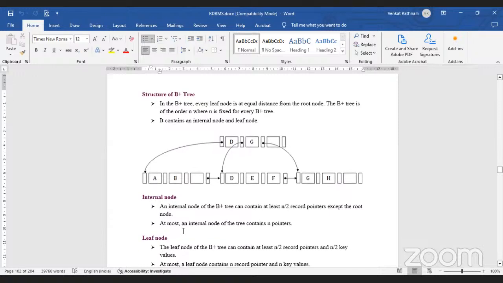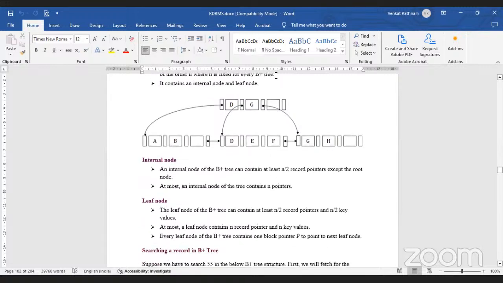At most, an internal node of the tree contains n pointers. See, this is the root node. N pointers means it may be 2, 3, 4, 5, 6, 7, 8, based upon your requirement. Next one is the leaf node. The leaf node of the B plus tree can contain at least n by 2 record pointers and n by 2 key values. So if there are n values, 10 for example, then n by 2 means 10 by 2, 5 values.